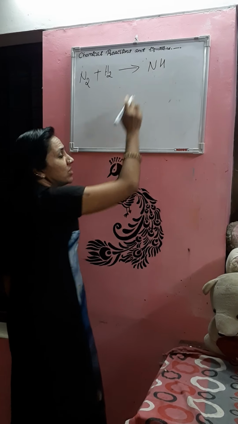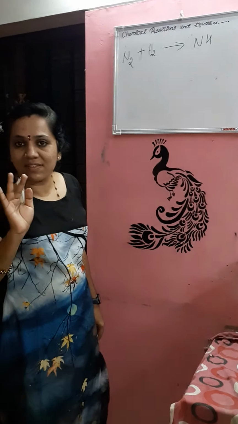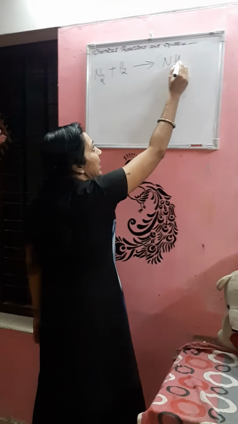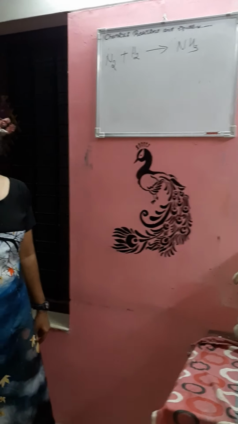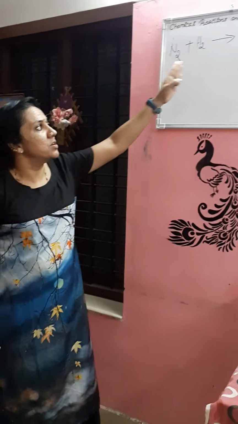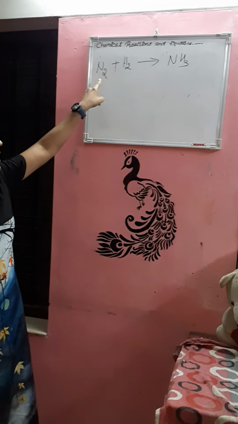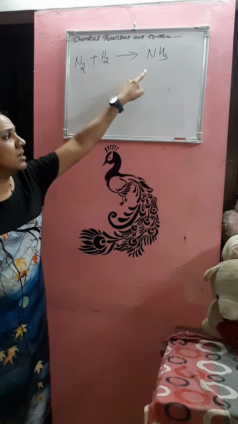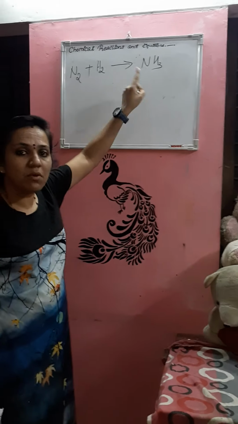NH. Nitrogen valency 3. Hydrogen valency 1. So how will you write NH3? By criss-cross method, the formula of ammonia is NH3. Now what should we do? Check whether the equation is balanced. No, here 2 atoms of nitrogen are there. There is only 1 atom of nitrogen.